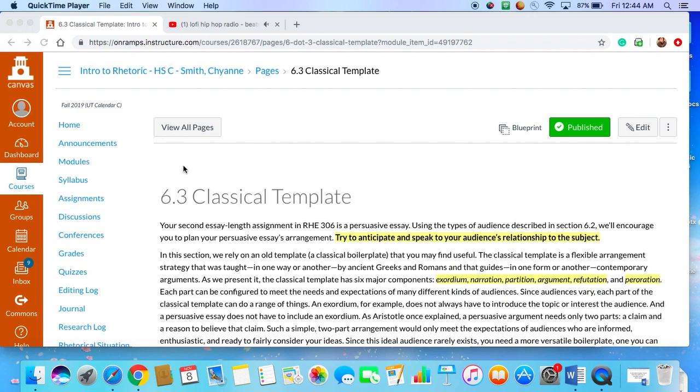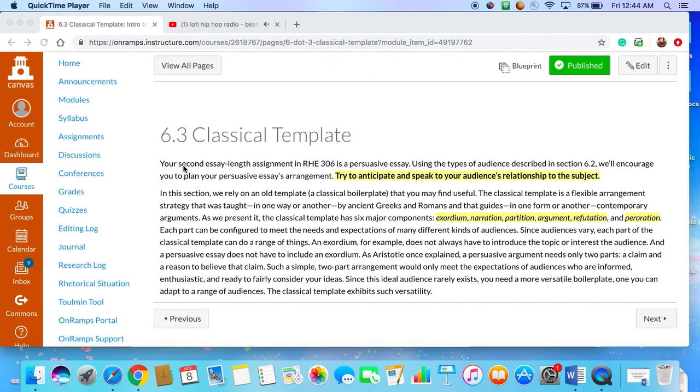Alright, so I recommend trying to jot down some notes on paper if you'd like. You don't have to follow me along in the modules because I'm just going to be showing it to you on the screen. So if you want to take a second, pause, get some paper, and be ready to go and press play when you're ready. But I'm going to be talking to you guys today about the classical template.